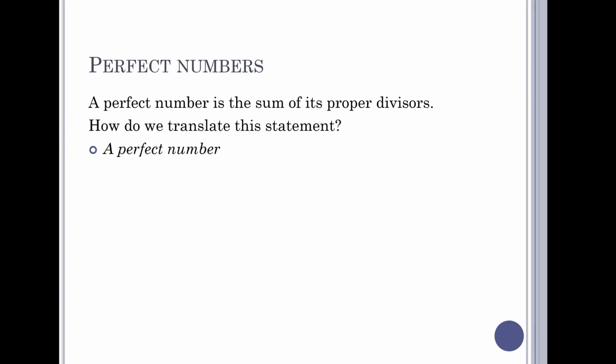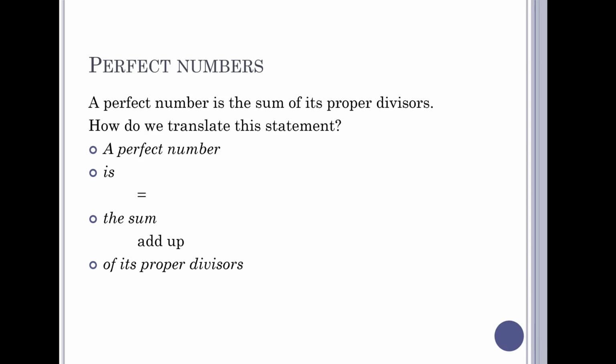So this says a perfect number. We don't know what that is yet, but we know how to translate the word is. In math, the word is always translates to equals. Then it says the sum. Do you guys remember what sum is? S-U-M. It means add them all up. So we're going to be adding up some numbers. Then it says of its proper divisors.